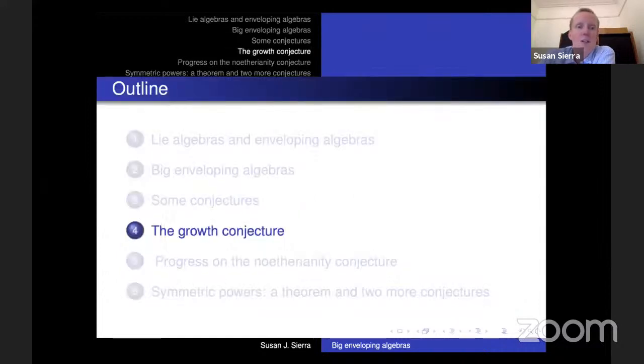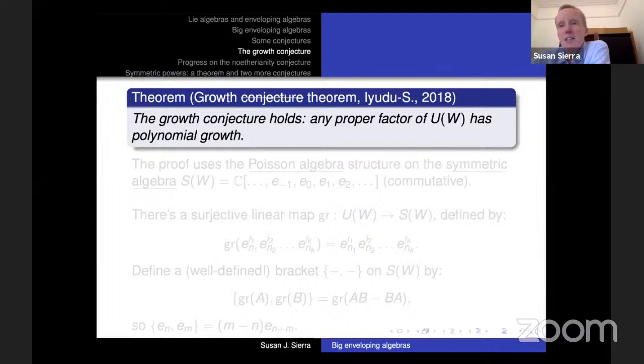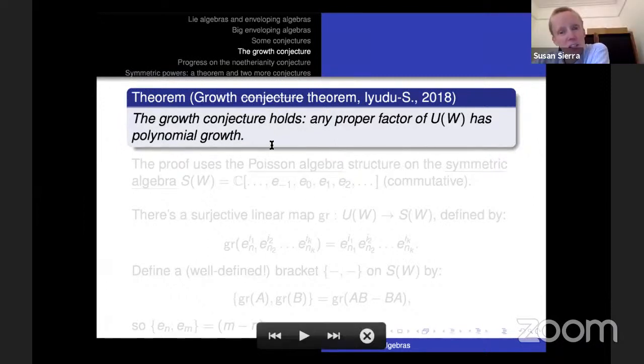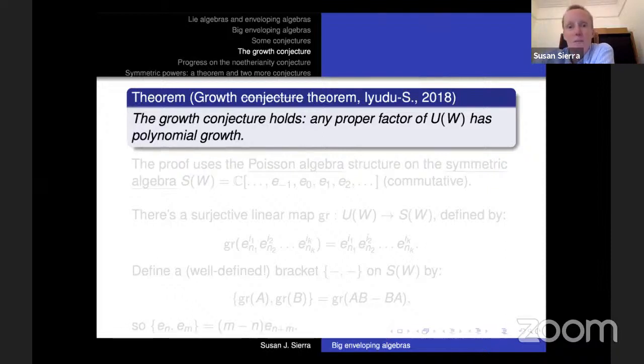So first of all, the growth conjecture. The growth conjecture is now a theorem. This looks like it happened just after Alexei and I asked it, but it was actually about a year and a half later. So in 2018, Natalia Yudu and I proved the growth conjecture holds. So any proper factor of U of W does have polynomial growth. The proof has some complicated combinatorics, but the main idea that we're using is a simpler commutative ring that's related to the enveloping algebra.